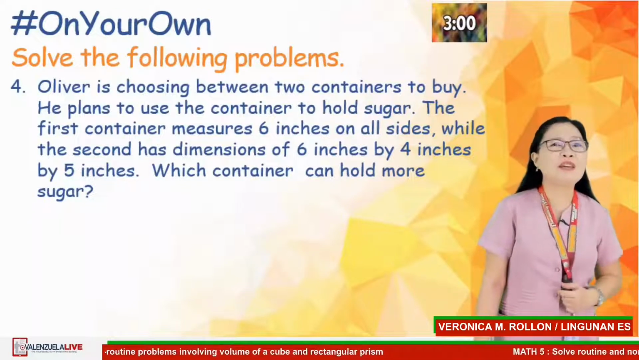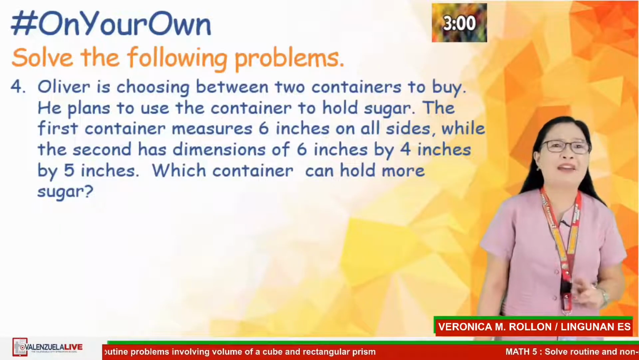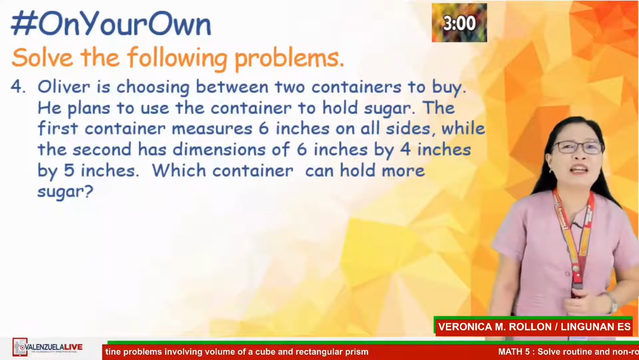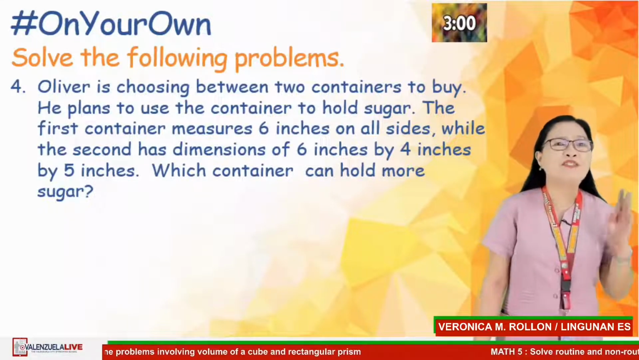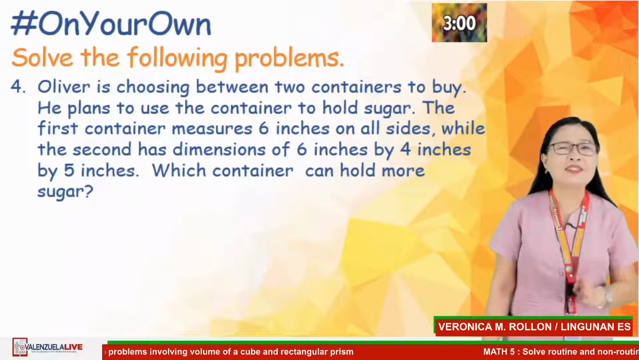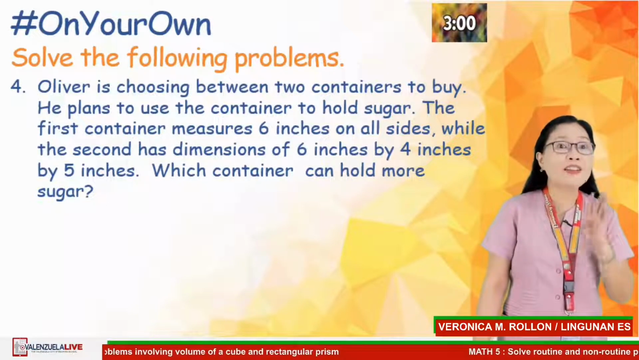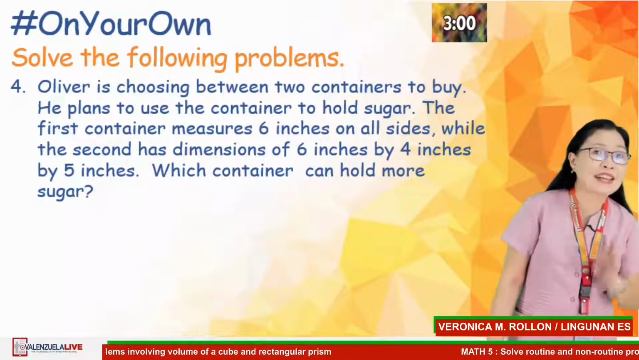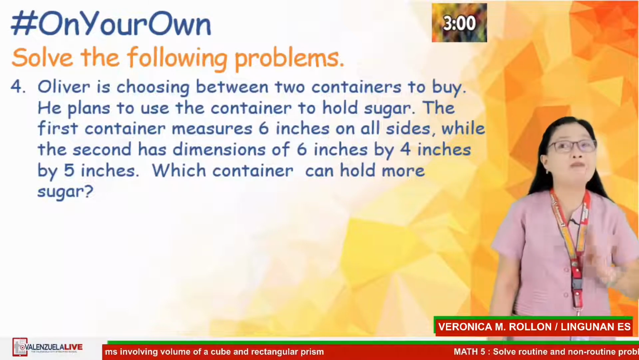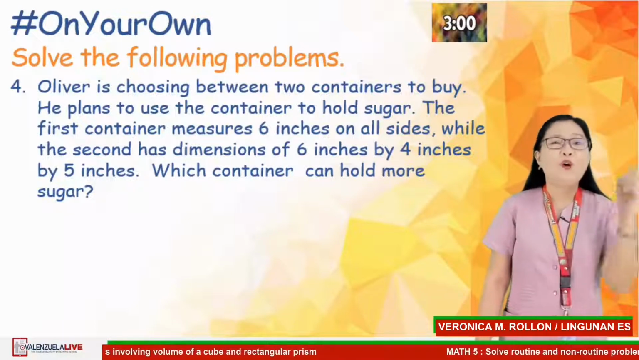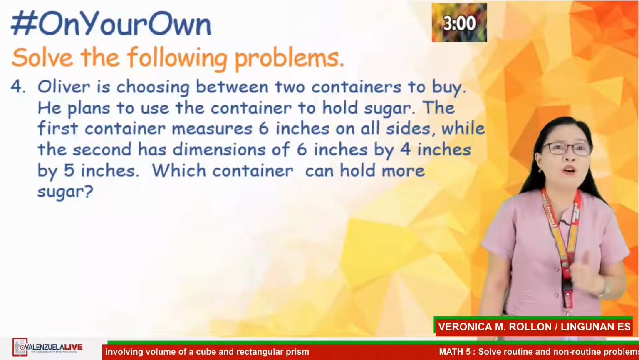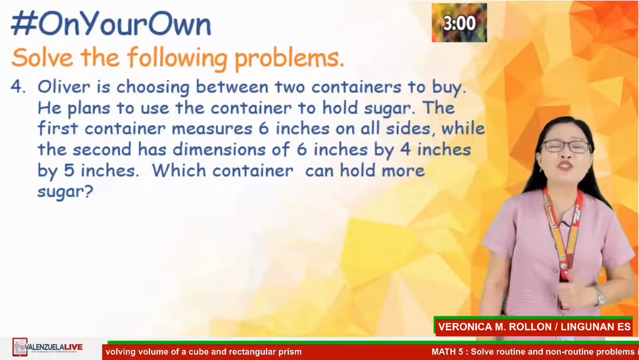Oliver is choosing between 2 containers to buy. He plans to use the container to hold sugar. The first container measures 6 inches on all sides, while the second has dimensions of 6 inches by 4 inches by 5 inches. Which container can hold more sugar? Now, try to solve this one again.